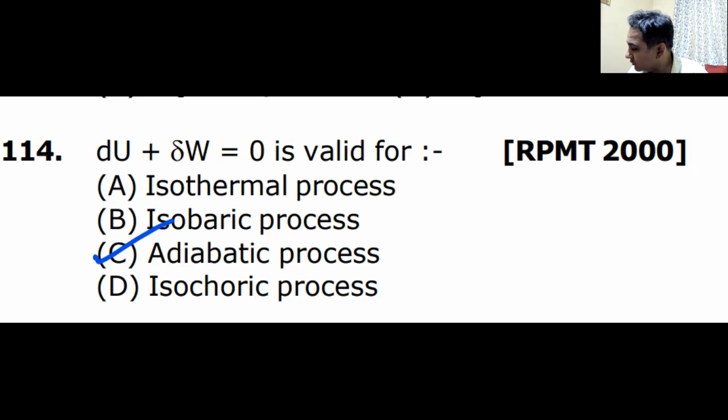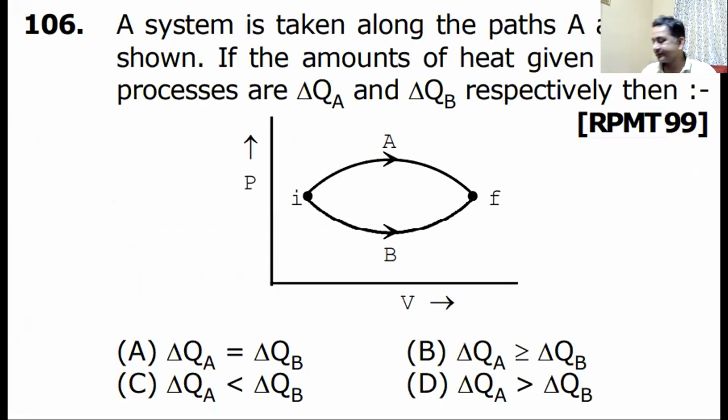Let me come to a slightly tougher one. A system is taken along the paths A and B as shown. The amount of heat given in these processes are QA and QB. What is the relation between QA and QB? This is process number A, the upper one. This is process number B, the lower one. This is question number 106.